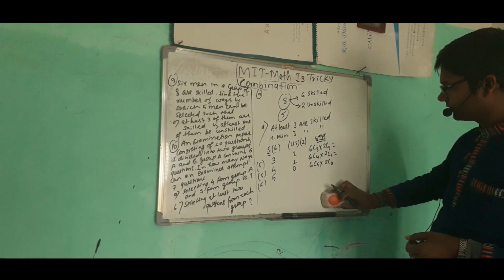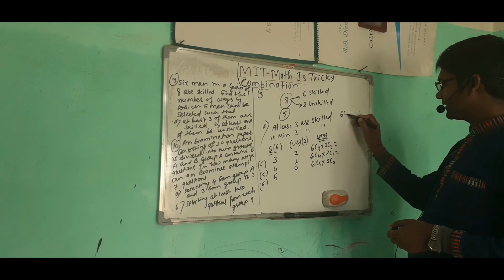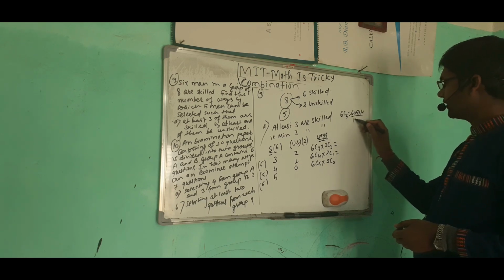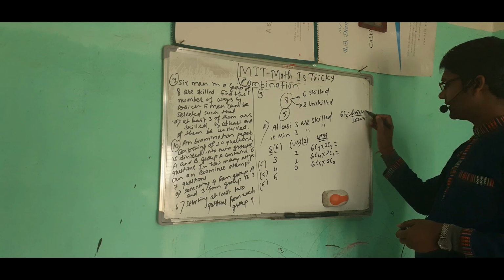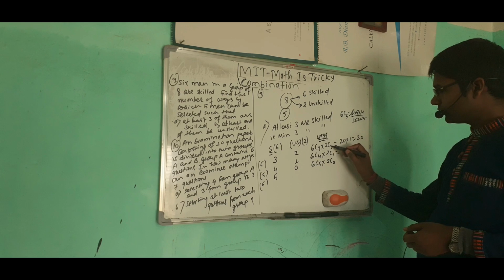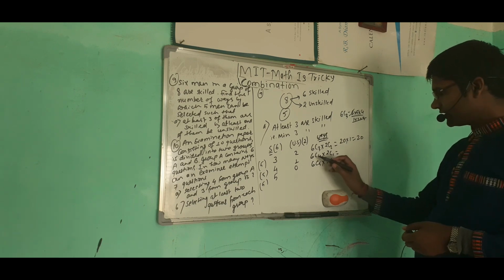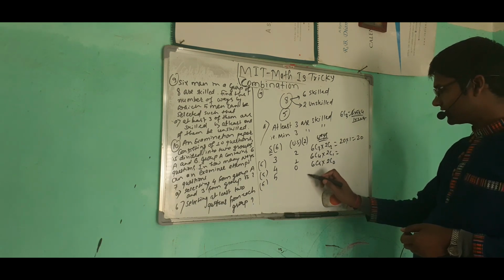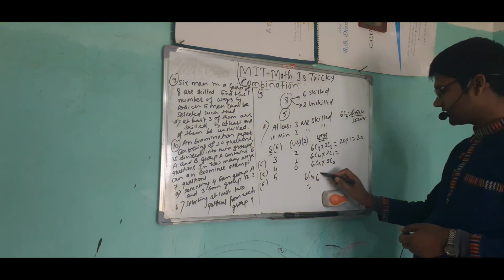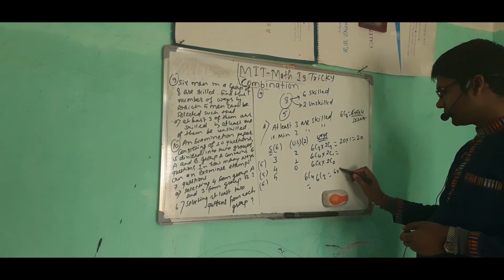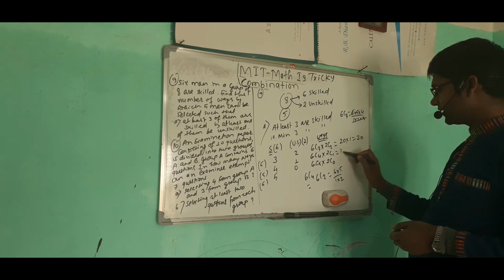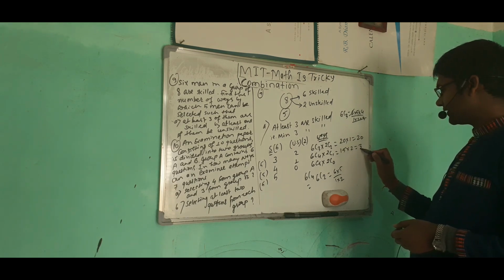So let's calculate this. How much we'll get here? So 6C3 means 6 into 5 into 4 by 1 into 2 into 3. So it is giving 20 into 1, it is 20 because 2C2 is 1. Next one, 6C4 means 6C2, and it gives 6 into 5 by 1 into 2, it is simply 15. 15 into 2 will give 30.